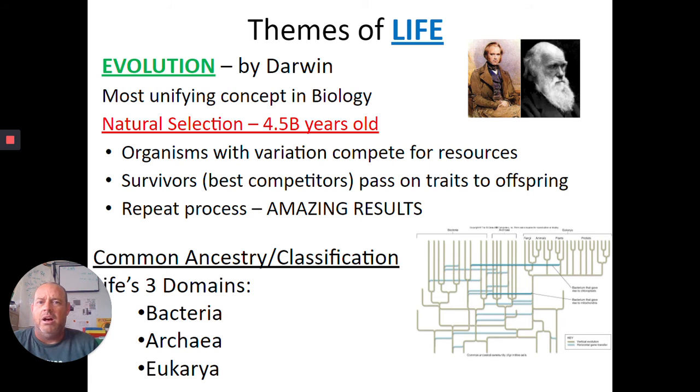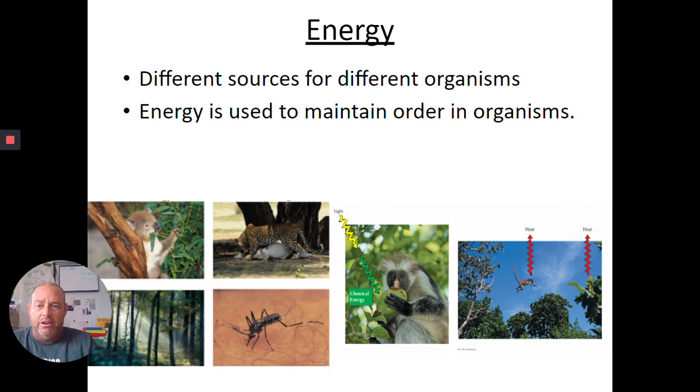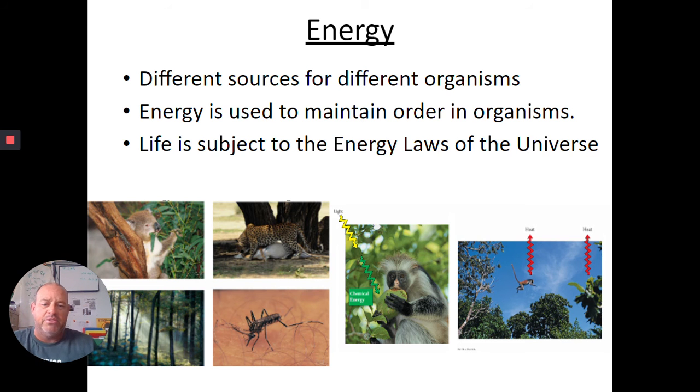Cells being ordered is one of the characteristics of life, and that's where the matter comes in from the slide, the organizational slide a couple slides ago. We're talking about how things are ordered and what things are being used in life and kind of the actual material, right, of how this is going to go. Energy is super important. Different sources obtain energy different ways. Obviously, plants get energy very different from animals. So energy is used to maintain order in the organisms, and all of life is subject to these laws, energy laws of the universe.